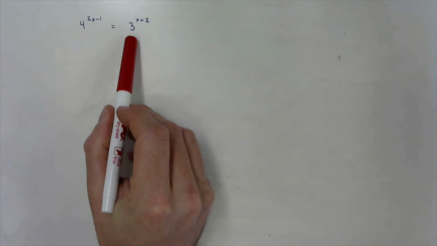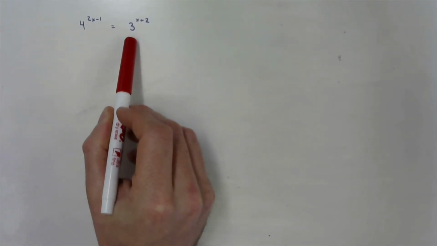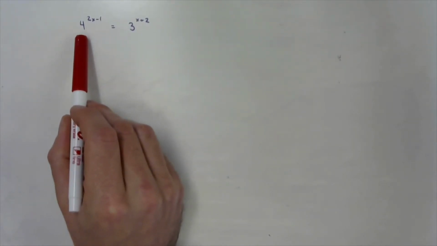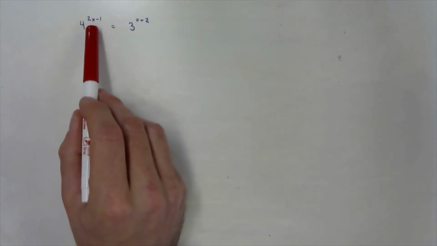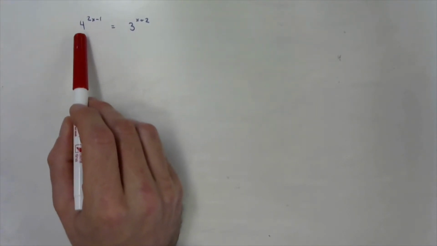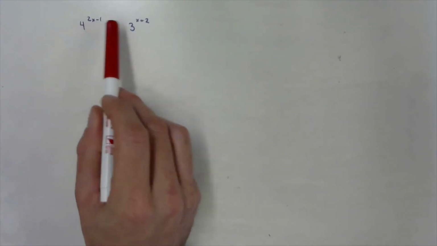If this were a 2, what would we do? We'd express this 4 as 2 to the power of 2, right? And then we'd expand the 2 in here. We'd have power of powers, and then we'd have the same base, which means we could equate the exponents.